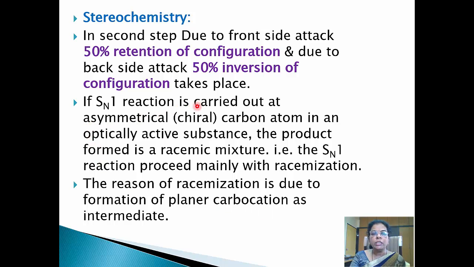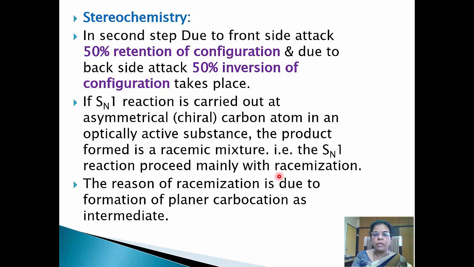If an SN1 reaction is carried out at a symmetrical or chiral carbon atom in an optically active substance, the product formed is a racemic mixture. That is, the SN1 reaction proceeds mainly with racemization. That is, a racemic mixture is formed.